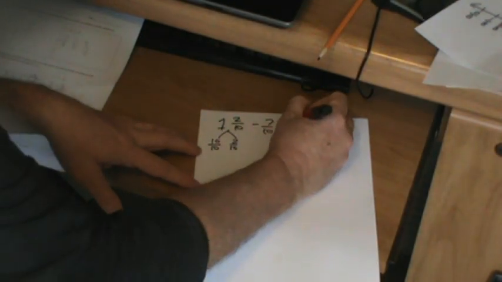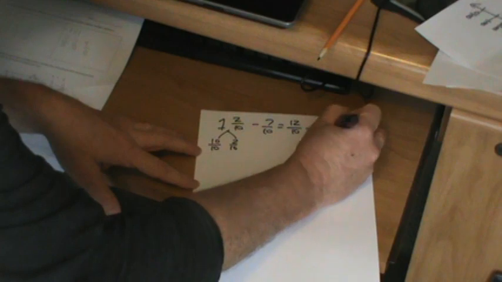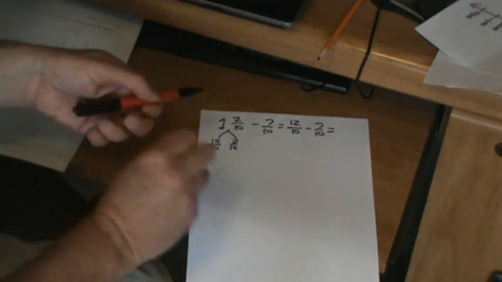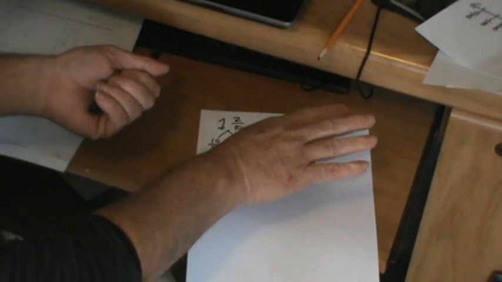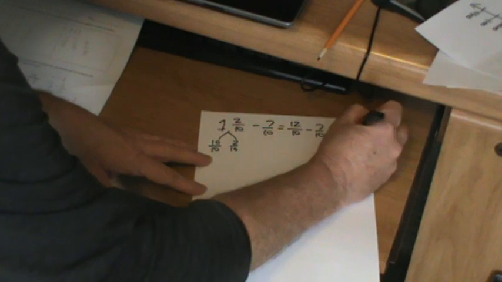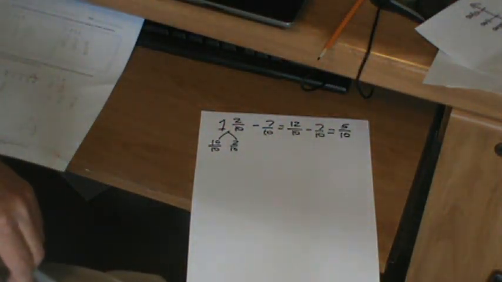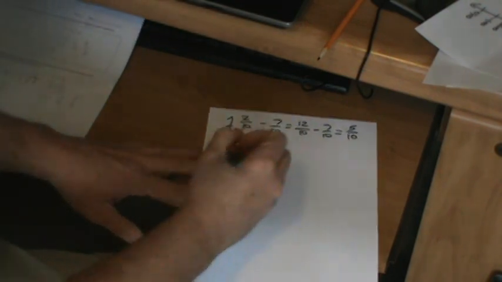So this will equal 12/10 minus 7/10. What do I get? 12 minus 7: 11, 10, 9, 8, 7 is 5. And the 10 doesn't change, so we have 5/10. And you're thinking, wow, Mr. Leggett, how in the world does that work? Well, let me show you.